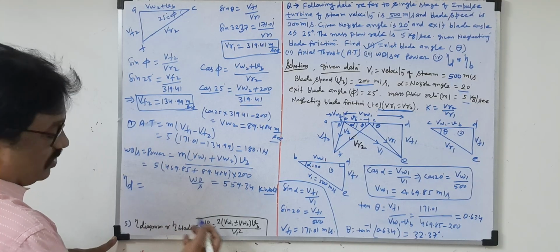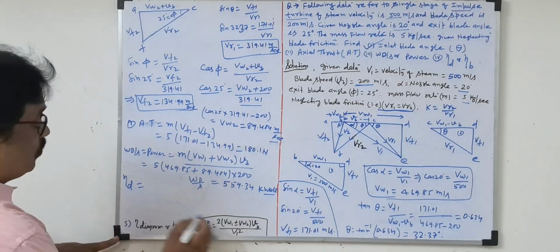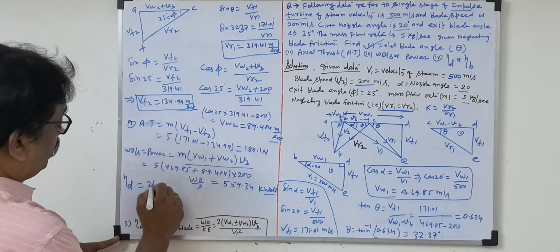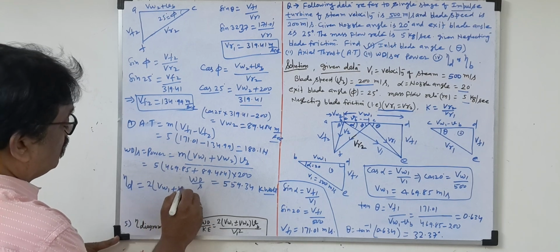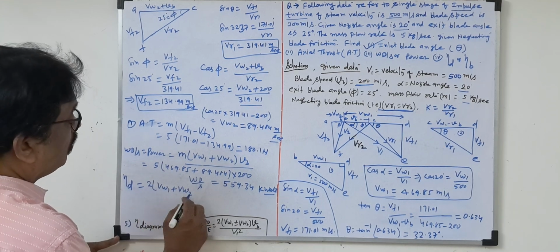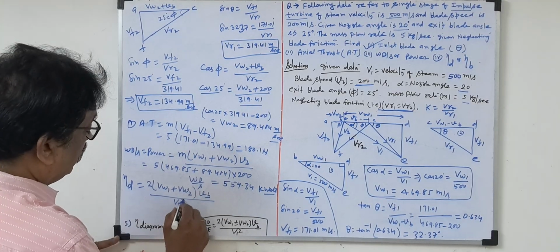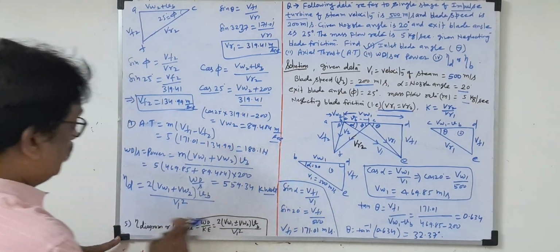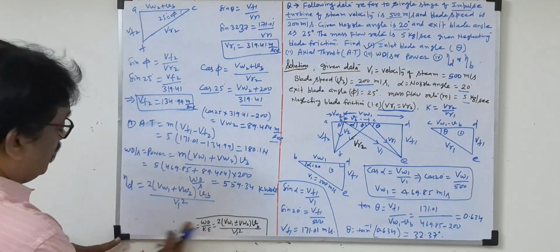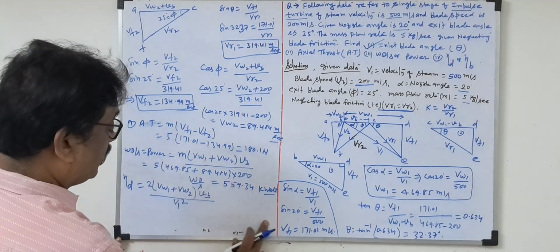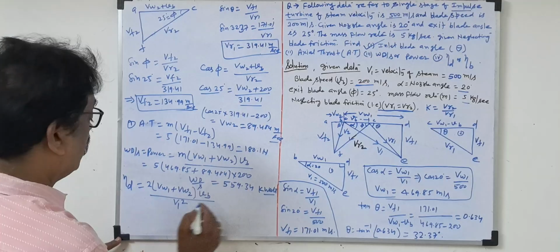So this will be the diagram efficiency or blade efficiency. Both are the same. Or sometimes they'll ask stage efficiency. So what is the formula? 2 (Vw1 plus Vw2) into blade velocity by inlet steam velocity. So this is the formula, work done by kinetic energy. Now we will substitute all the values.